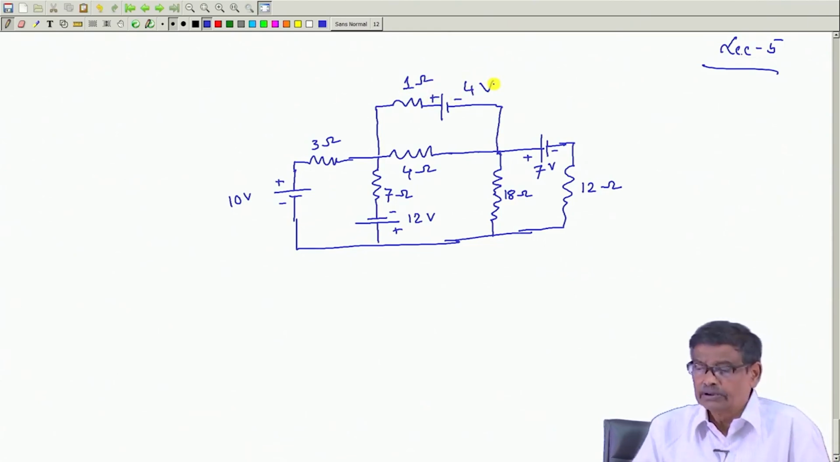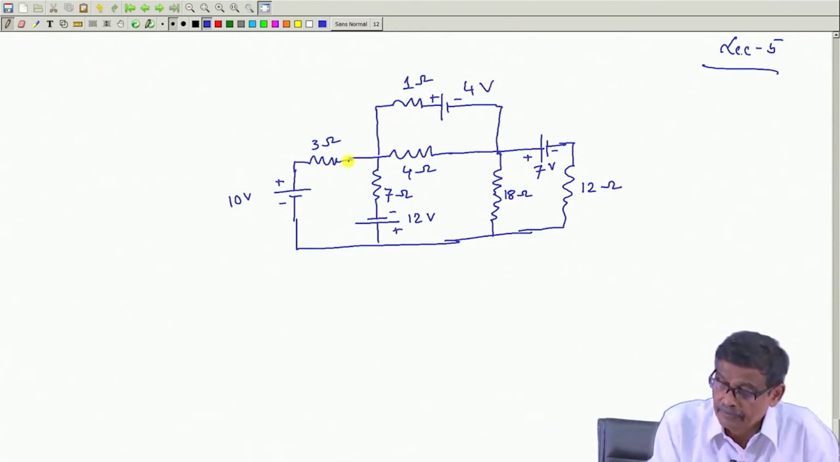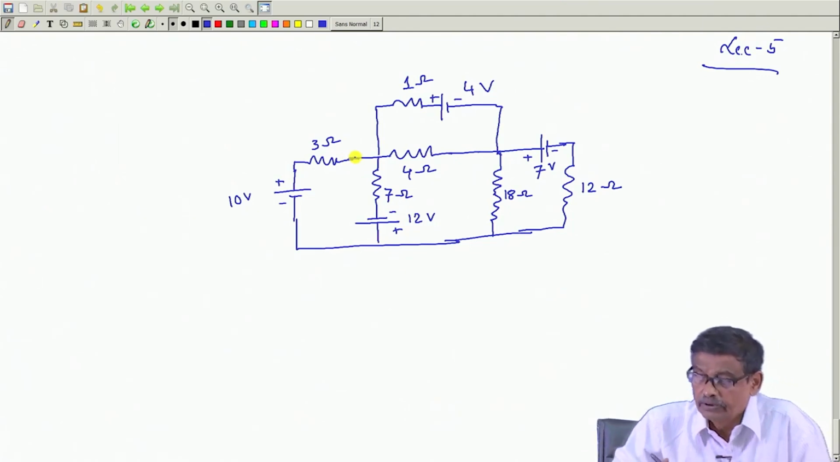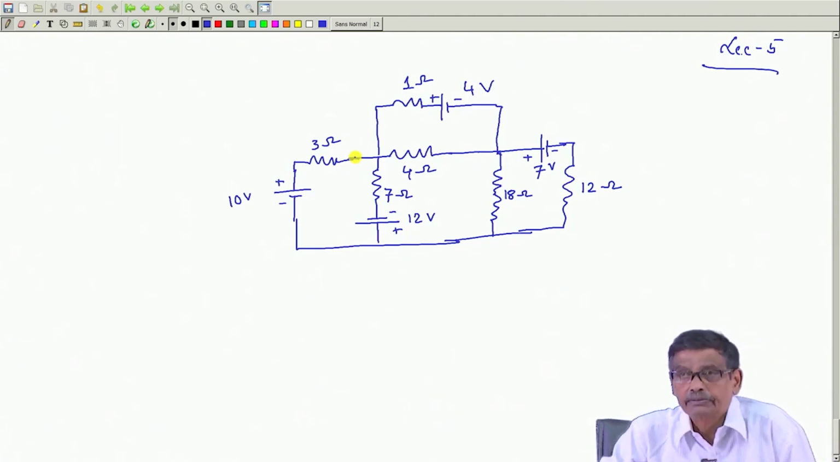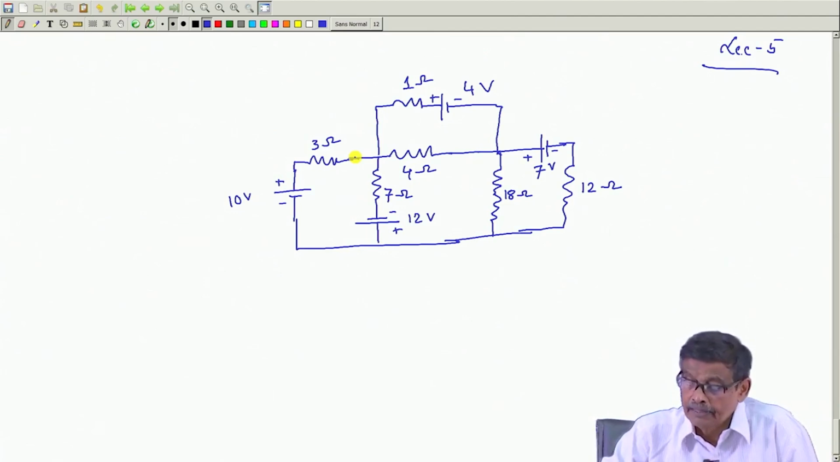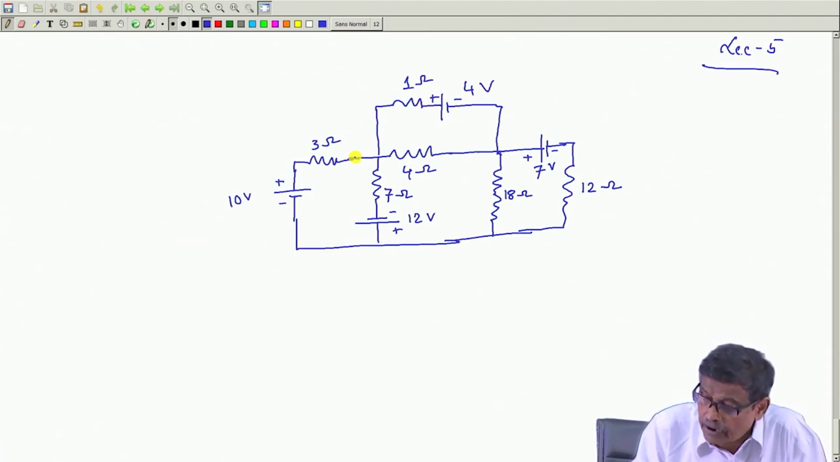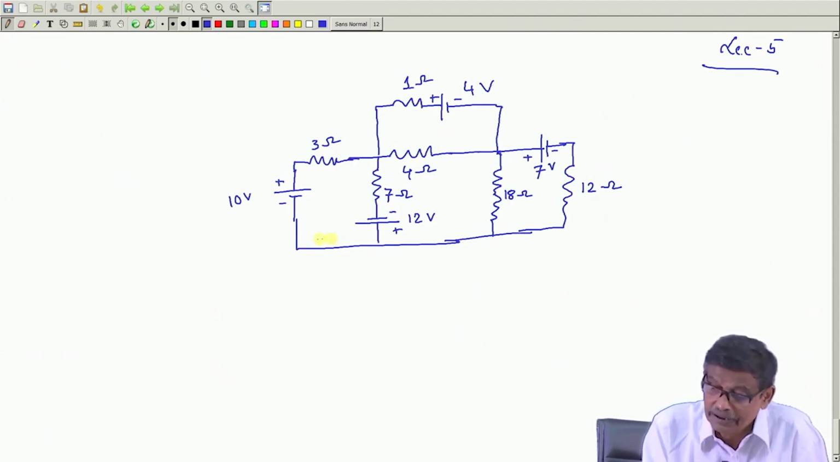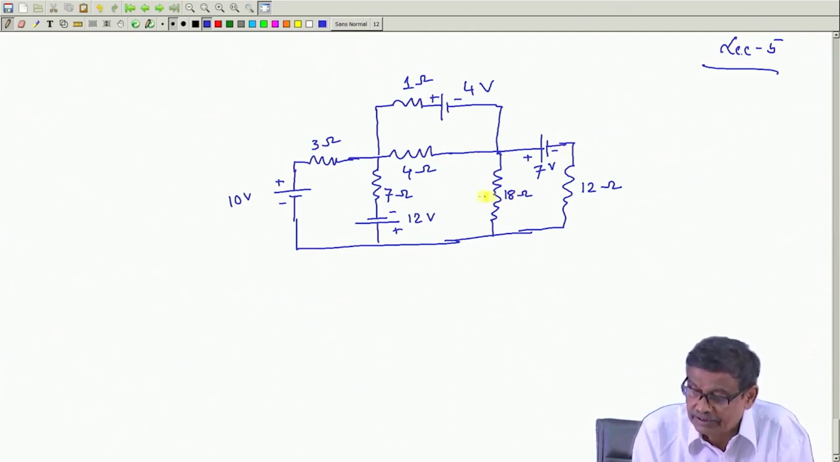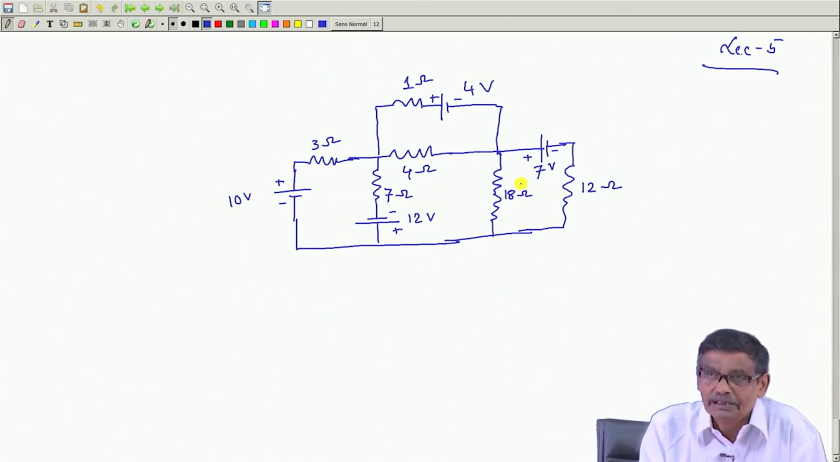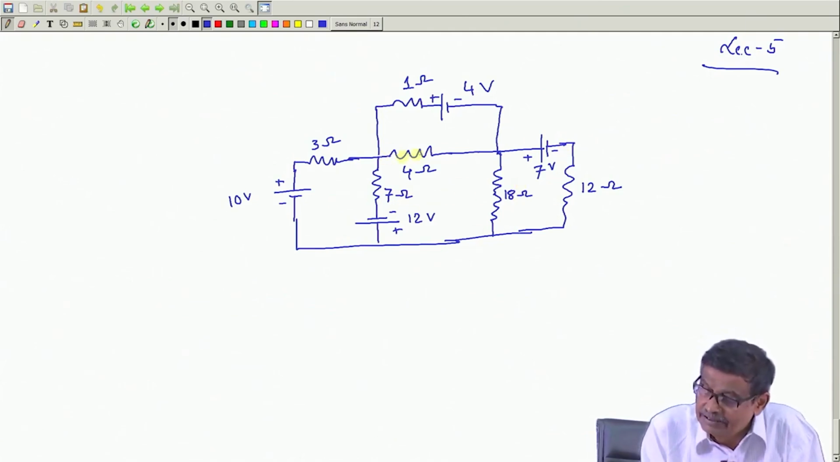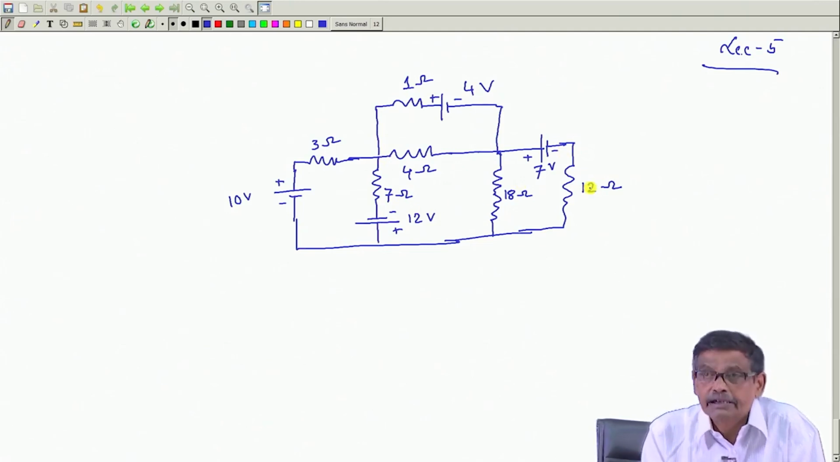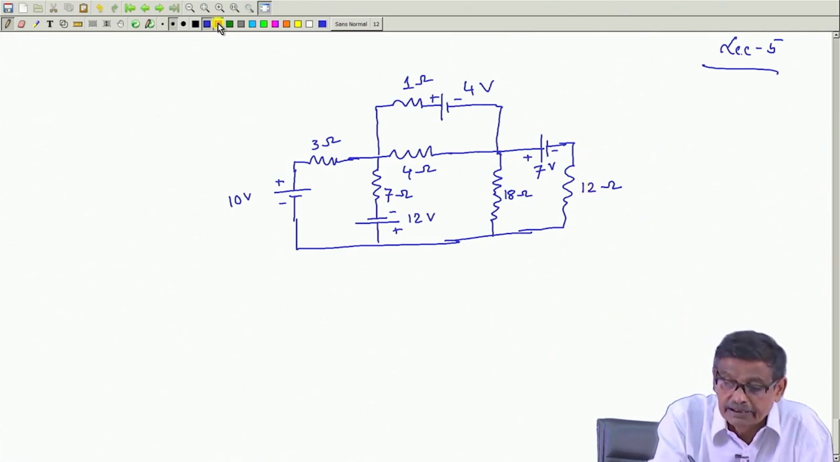Suppose this is the network, and all the currents are to be found. Since I now know mesh analysis, I will try to apply that. How many meshes are there? 1, 2, 3, 4. How many loops are there? Many. This is a loop, but unfortunately in this loop there are so many meshes present. Similarly, this is also a loop, but 2 meshes are there. So, I will identify the meshes, and I have identified that.